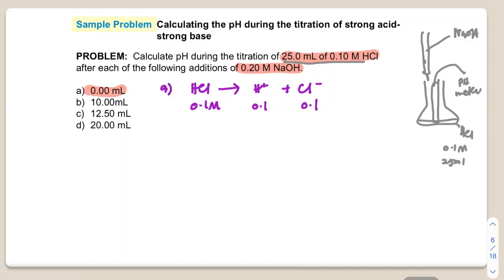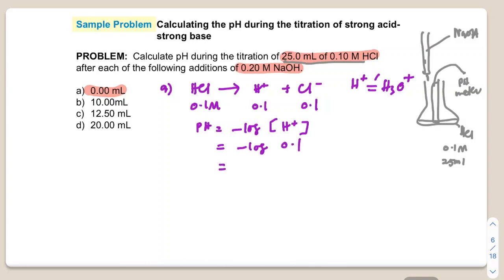So we can calculate the pH, which is equal to negative log concentration of H plus. We know that H plus is the same as the H3O plus. So it is equal to negative log 0.1. Then we press the calculator, and we get the pH is equal to 1.